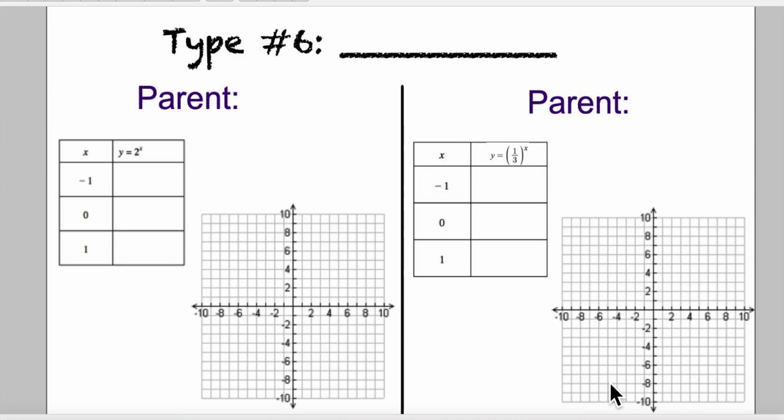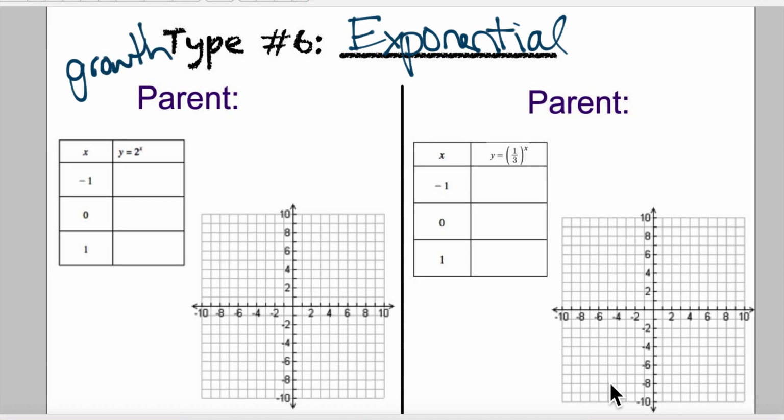All right, here we have our sixth type, which is going to be two different videos. The type is going to be exponential for each video. And in this one, we're going to focus on what we call exponential growth. So that's going to be this one over here. This is exponential growth. Now, there is no parent function for exponential growth.